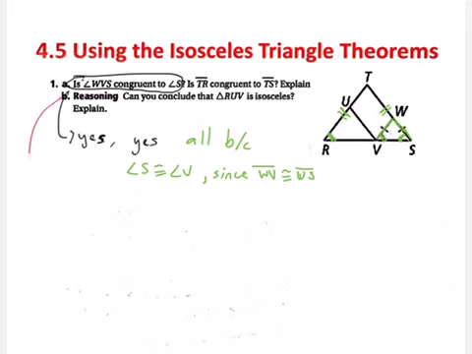Part B says, can you conclude that triangle RUV is isosceles? Well, let's go back and look at RUV. We only know one angle, and we don't know anything else about the triangle, so no, we can't. There's not enough information.